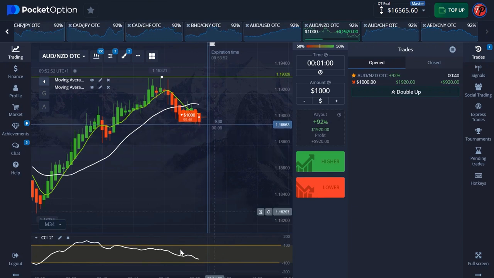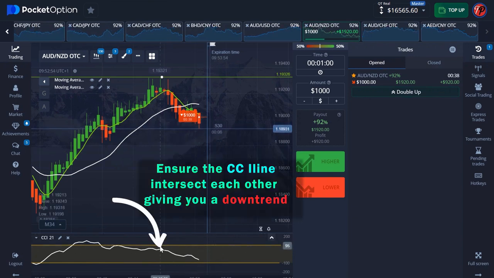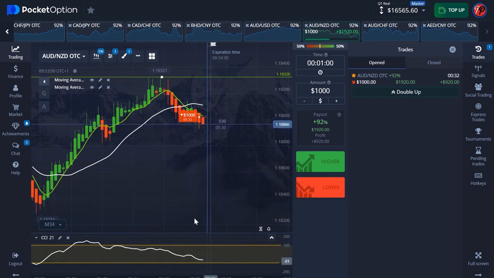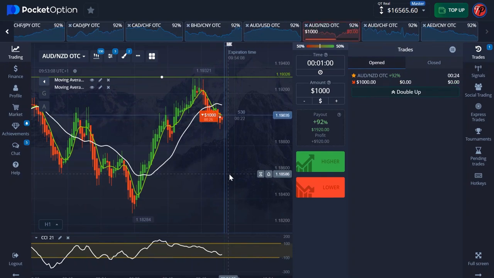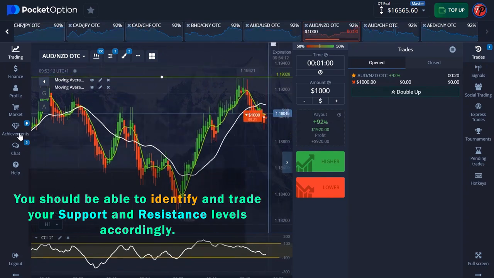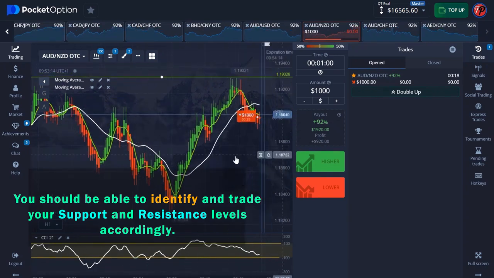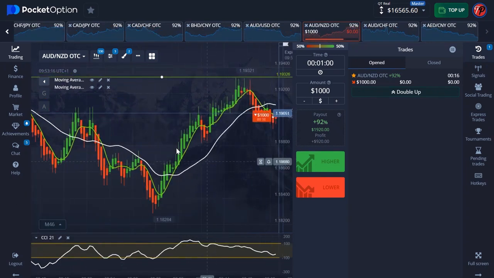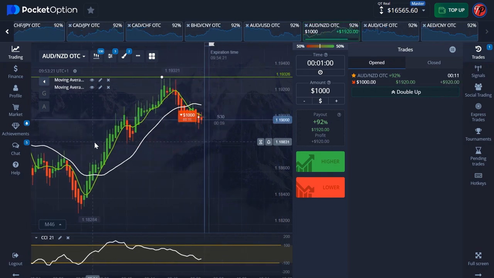The same thing applicable with your CCI. Your CCI needs to be coming from the overbought condition, giving you a straight line of a downtrend before you enter a trade. And to actually have a perfect entry, like I said, you always need to confirm your support, your resistance level anytime you're going for a down trade, or your support level anytime you're going for an up trade.